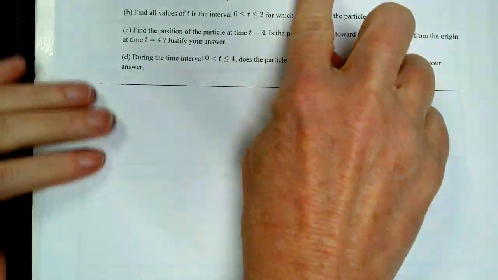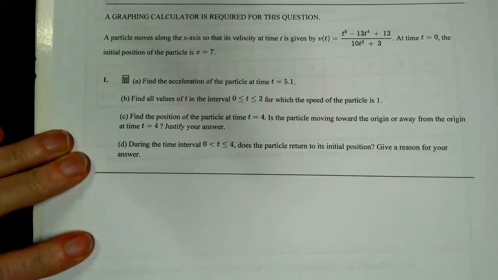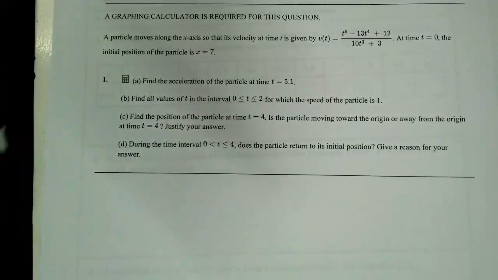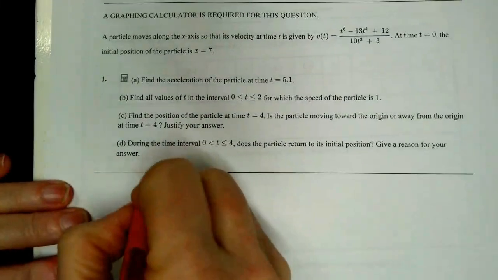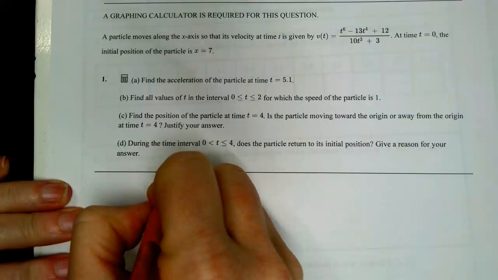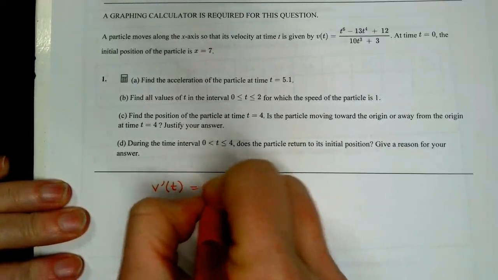Let's do this last one. A particle moves along the x-axis so that the velocity is given by this. Find the acceleration. Okay, they gave me velocity, and I need acceleration. So I need the derivative. Listen, you have to write it down or you do not get credit. You have to show v prime of t equals a of t.